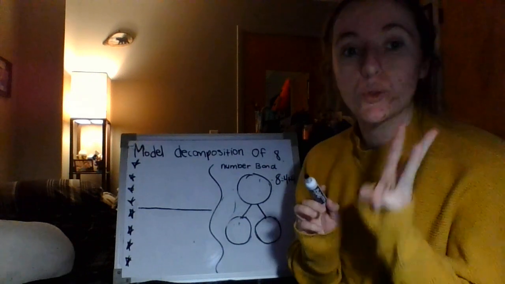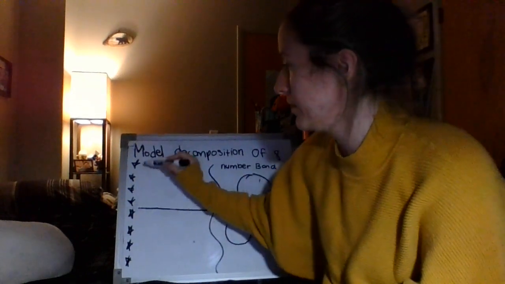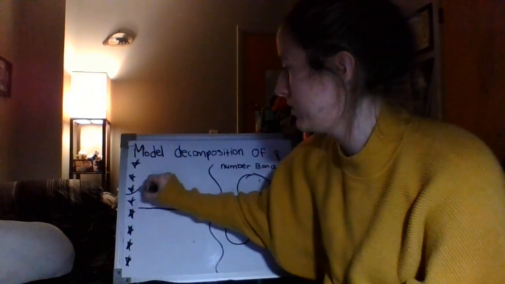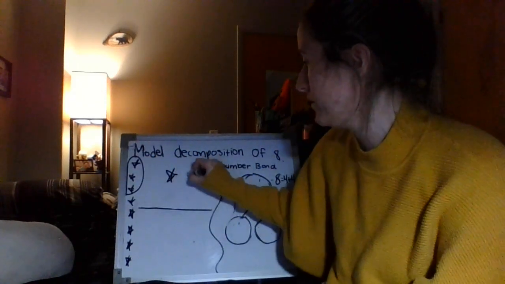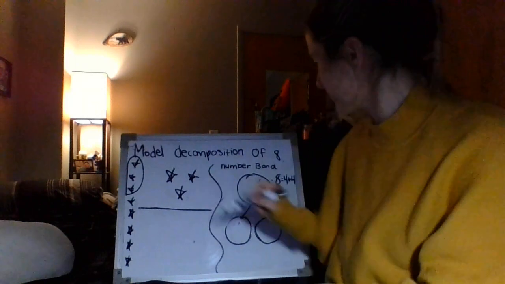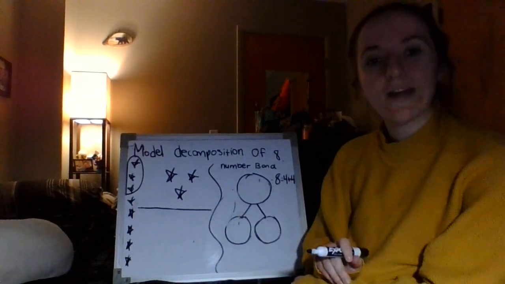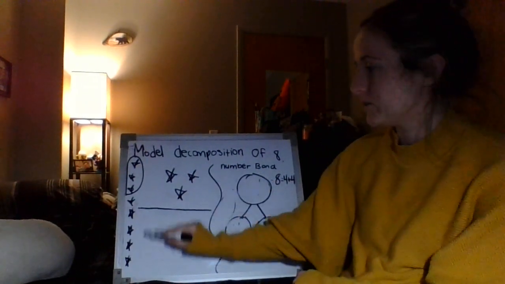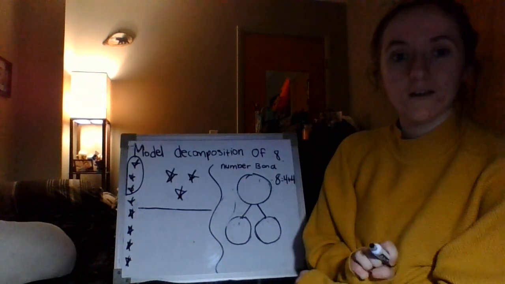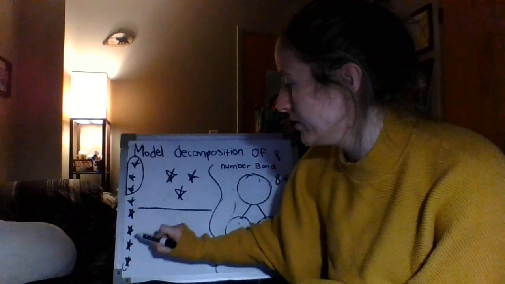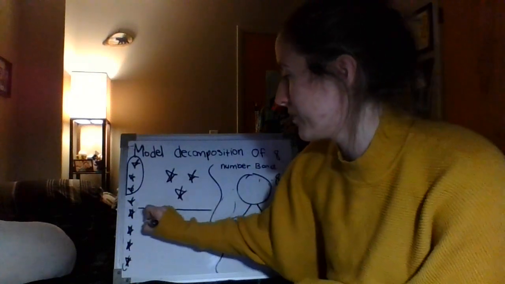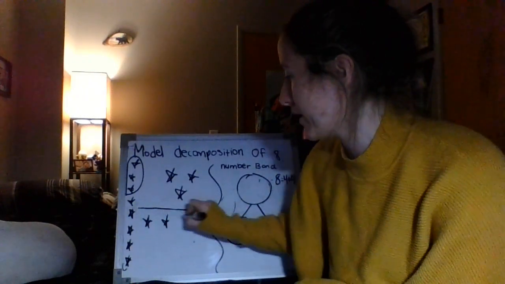So now I'm going to take 3 stars. 1, 2, 3. Circle those, and I'm going to put those 3 stars that I circled on the top part. So I have 3 stars on the bottom. Can you count for me? Shout out the number of stars that I do not have circled. Great job. I have 5 stars that are not circled. 1, 2, 3, 4, 5. I'm going to put those all right here.